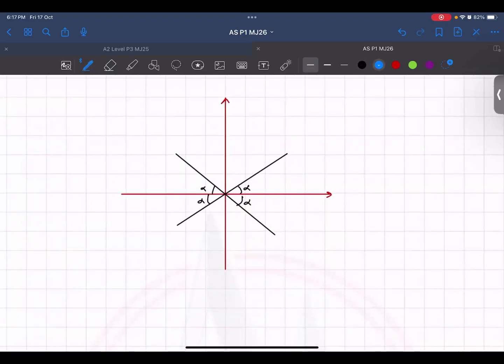So in the first quadrant, we know your theta is the same as your alpha. In the second quadrant, you can see your theta will be 180 minus alpha. In your third quadrant, it will be 180 plus alpha. And in your fourth quadrant, it will be 360 minus alpha.